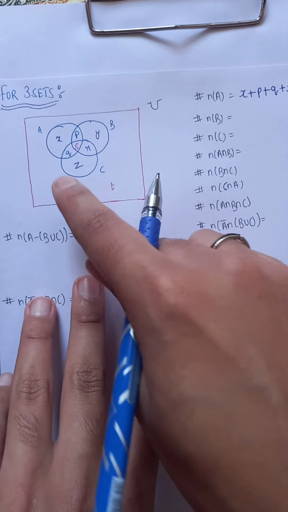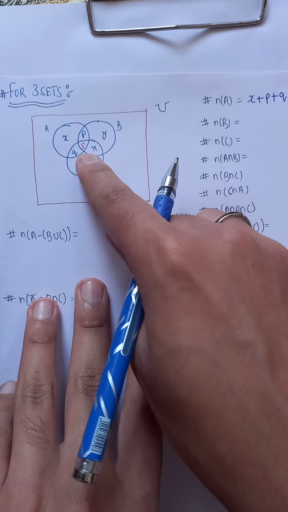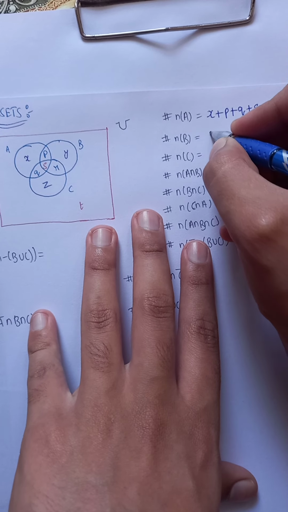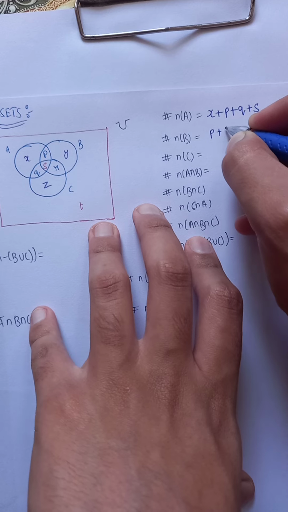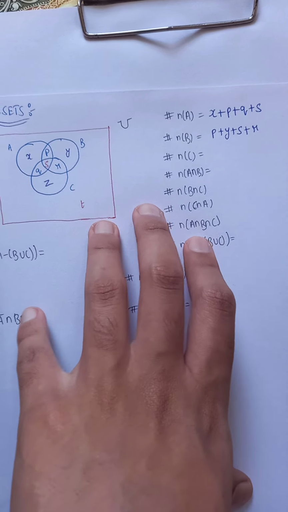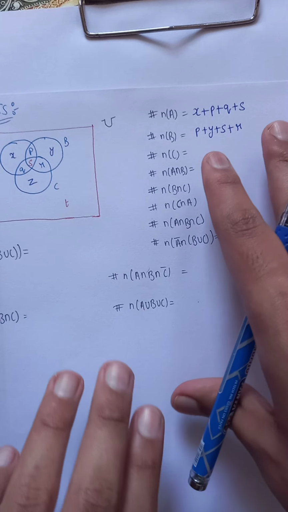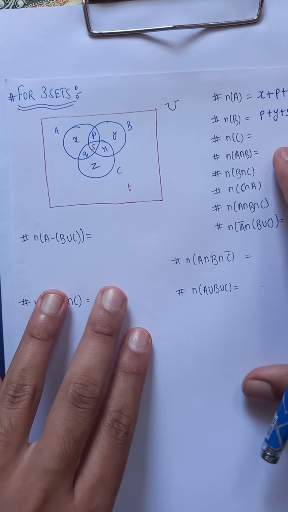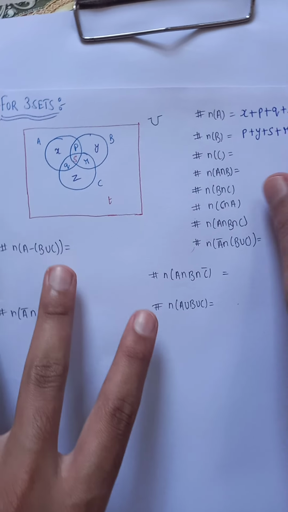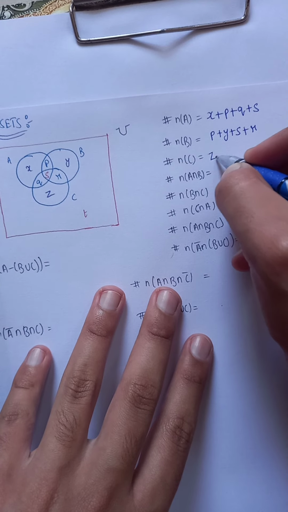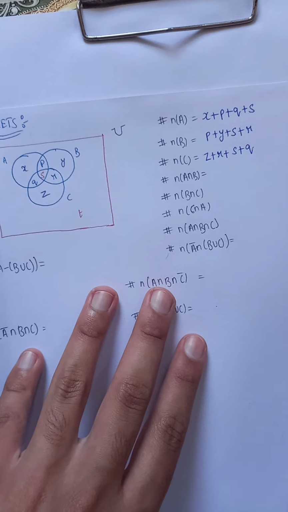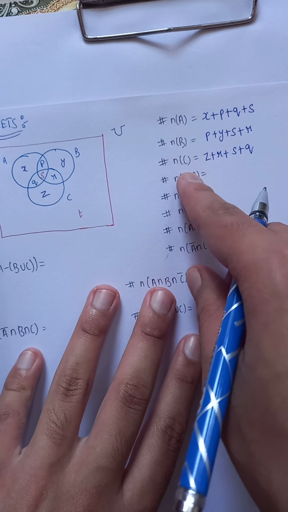What about in set B? P, Y, S, and R. So the number of elements in set B is P plus Y plus S plus R. What about in set C? Z, R, S, and Q. So I shall write Z plus R plus S plus Q. These are the number of elements in set C.